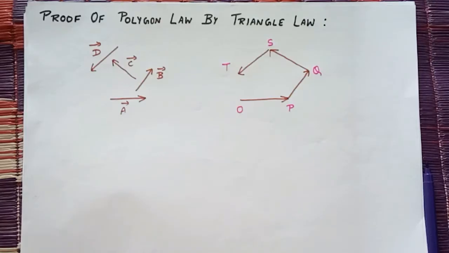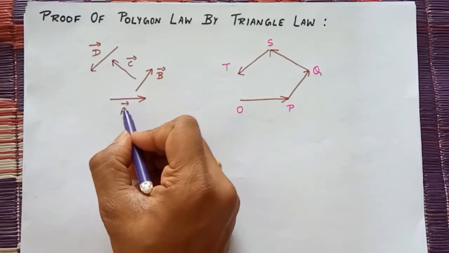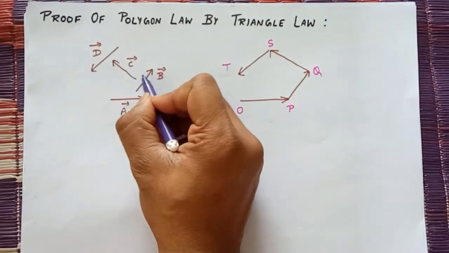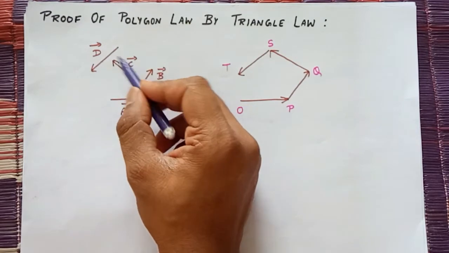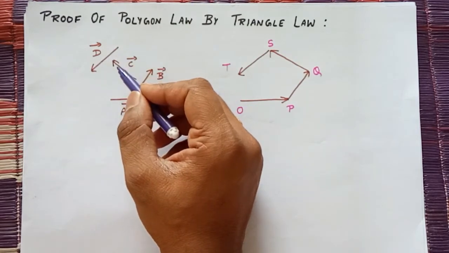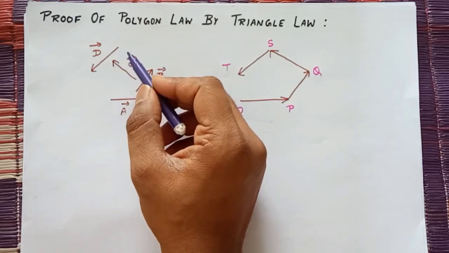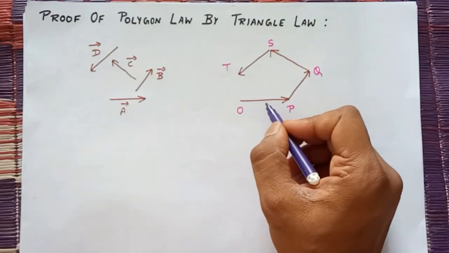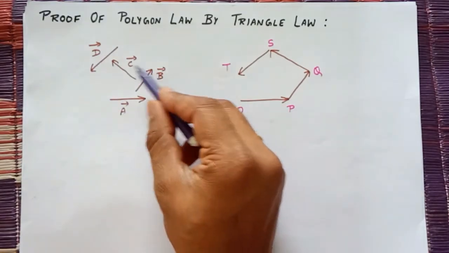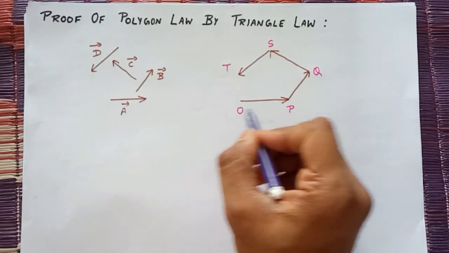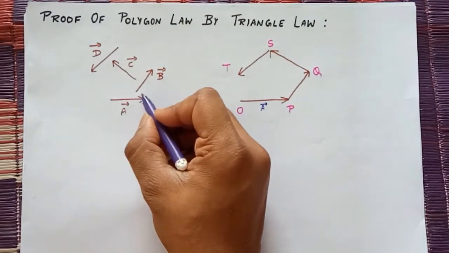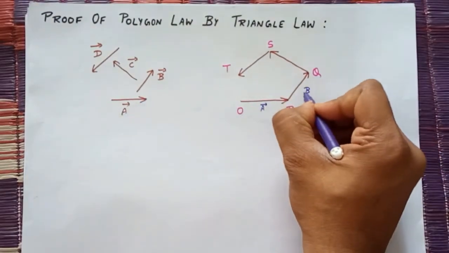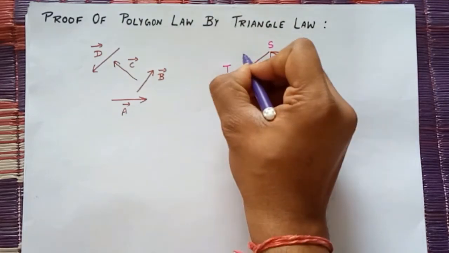Now we will prove polygon law by using the triangle law. Suppose these are some vectors. This one is a vector in this direction, b vector is in this direction, c vector is in this direction, and d vector is in this direction, and we have to find its resultant by using the polygon law. So what we have to do, we have to arrange them in the order such that they all represent the sides of an open polygon. So let OP, this one, be a vector, and b vector is PQ. Similarly this one is C vector, and this one is D vector.